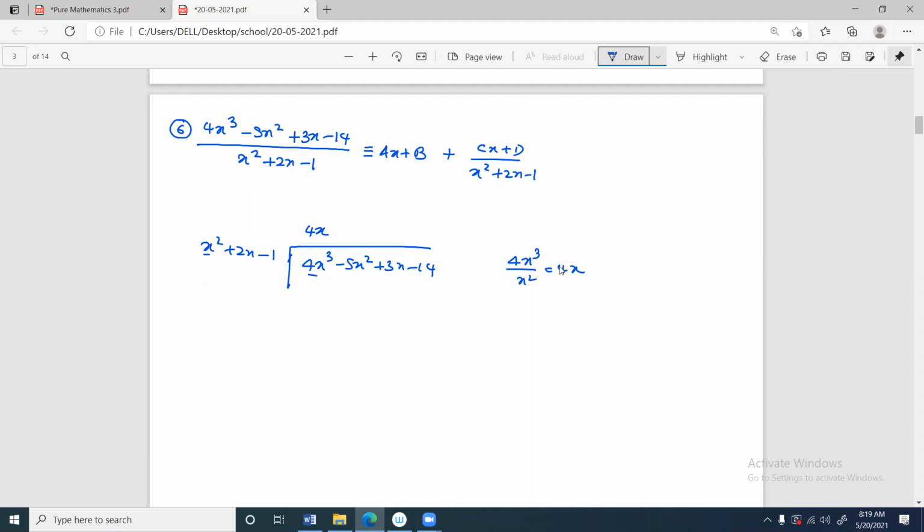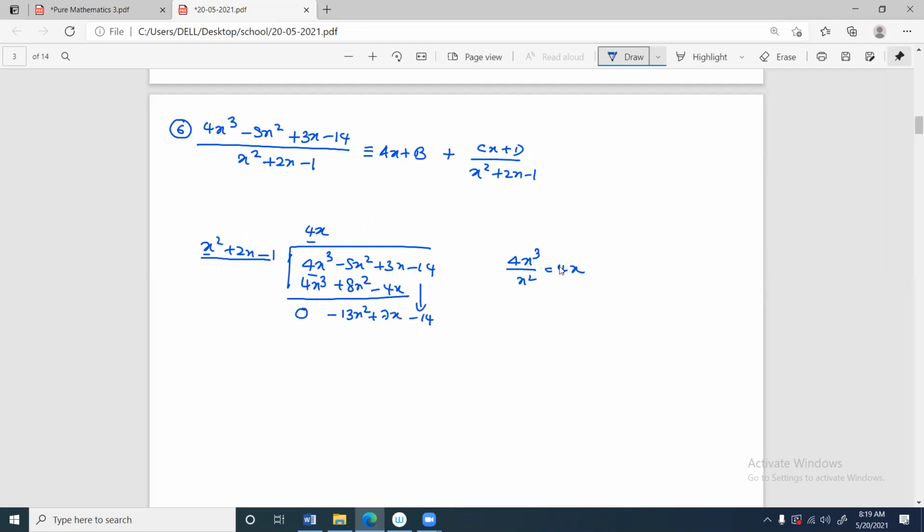Then multiply this entire expression by 4x. 4x into x squared is 4x cubed. 4x into 2x is 8x squared. 4x into minus 1 is minus 4x. Then subtract it. It turns out to be 0. Minus 5 minus 8 is minus 13x squared. 3 minus minus 4 is 7x. Then take the next term down.